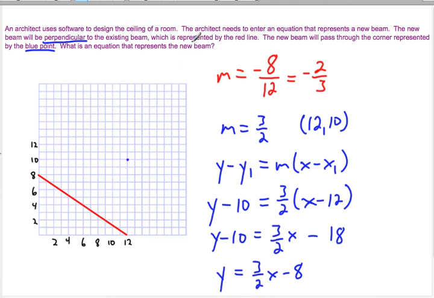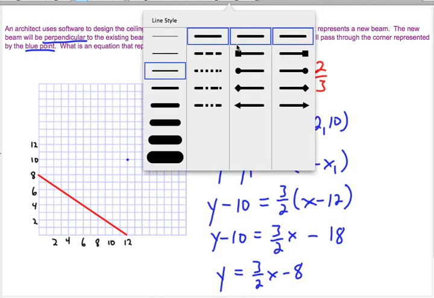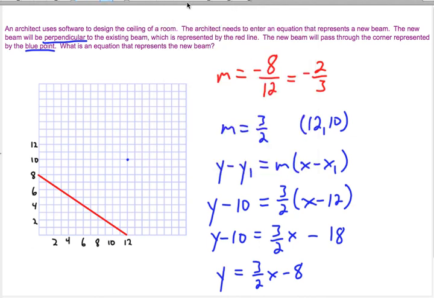We have this new beam. We could draw it if we wanted, although it might be difficult because it would start down here at negative 8. But if the slope is going to be 3 over 2, that means up 3, right 2, or down 3, left 2. So let's draw it here. Down 3, left 2. So something like that. And that looks perpendicular.